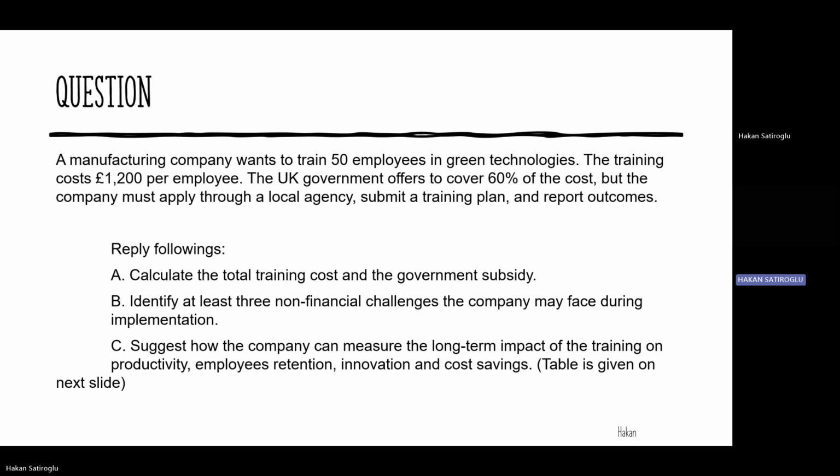A manufacturing company wants to train 50 employees in green technologies. The training cost is £1,200 per employee. The United Kingdom government offers to cover 60% of the cost, but the company must apply through the local agency, submit a training plan and report outcomes. So reply to the following things, and you will see the reply in the comment section.